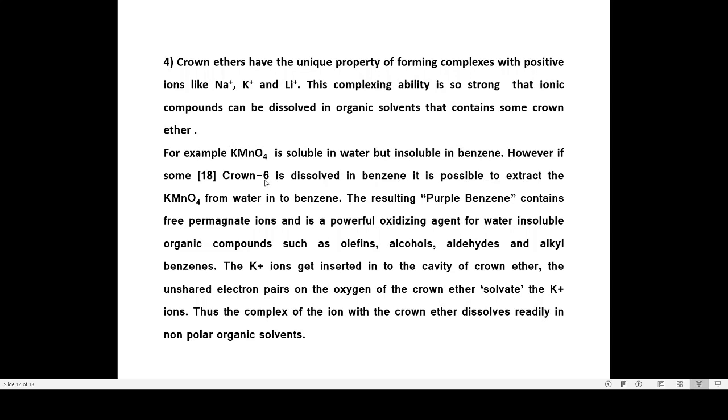However, if some 18 crown 6 is dissolved in benzene, it is possible to extract the KMnO4 from water into benzene, and the result is called purple benzene, which contains the permanganate ion and is a powerful oxidizing agent for water insoluble organic compounds such as olefins, alcohols, aldehydes, and alkyl benzene. Here, the K+ ion gets inserted into the cavity of the crown ether, and the unshared electron pairs of the oxygen of the crown ether solvate the K+ ion, and thus the complex of the ion with the crown ether dissolves readily in a nonpolar organic solvent.